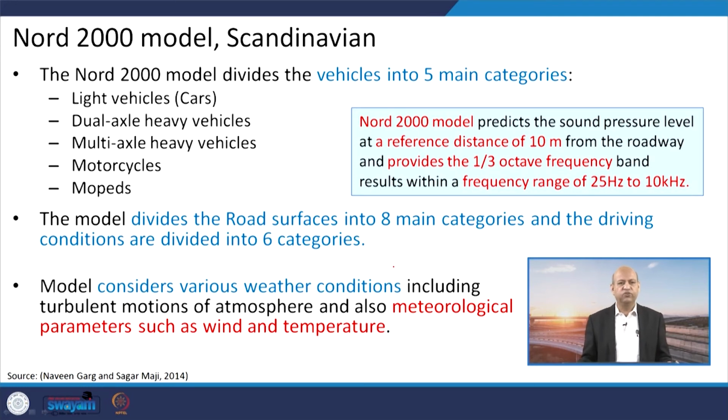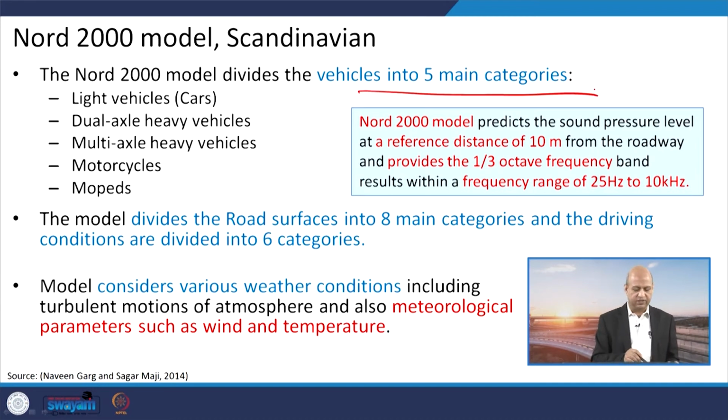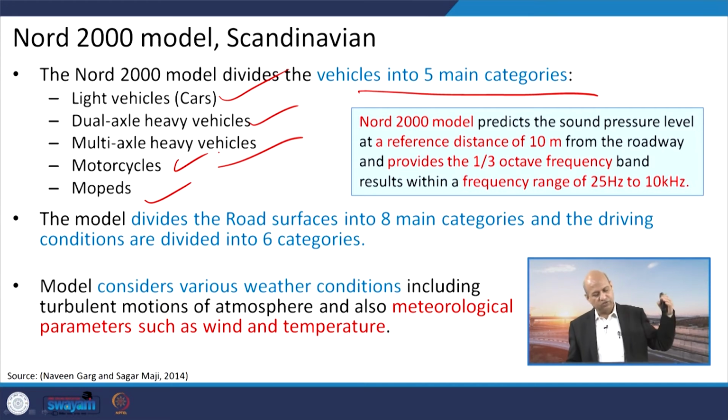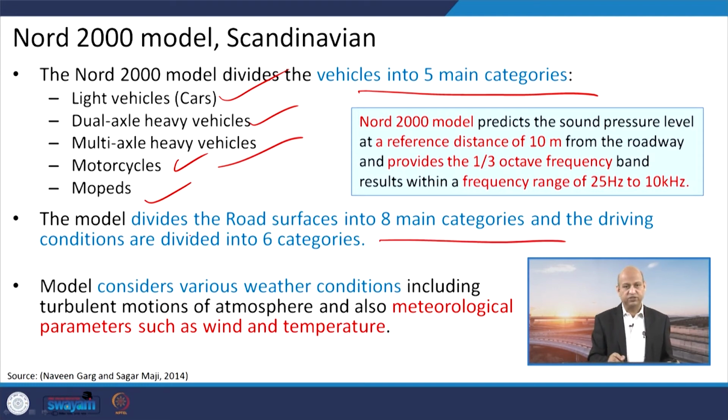NORD 2000 model for Scandinavian countries, that is like 5 main categories of the vehicle they are considering in this. So, again good model in that sense: light vehicles like cars, dual axle heavy vehicles, multi axle heavy vehicles, motorcycles, mopeds also, again very nice in that way. It can go from very small vehicle category, individual vehicle category, to the larger one and medium through medium. So, 8 main categories they are dividing road surface into. So, again versatility is increasing, and the driving conditions are divided into 6 categories. So, they are taking in many situations or many scenarios. So, that is why their estimations may be better in comparison to others.